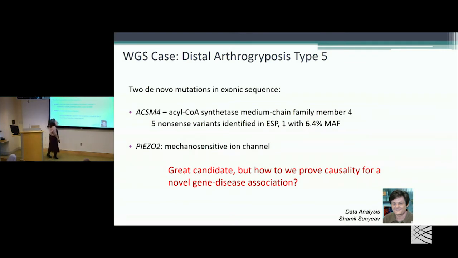And in this case, 2 de novo mutations were found, one in the ACSM4 gene, which was quickly ruled out based on the fact that there are nonsense variants in ExAC, or at the time it was ESP, with fairly high frequency. However, for this PIEZO2 gene variant, there was no suspicion about this gene. It was, I think, constrained. Actually, we didn't have constraint scores back with ESP. But all that was known about this gene was that it was a mechanosensitive ion channel. It's never been implicated in disease.